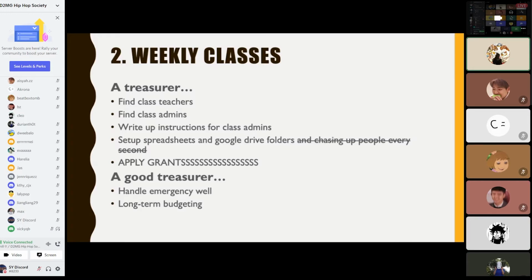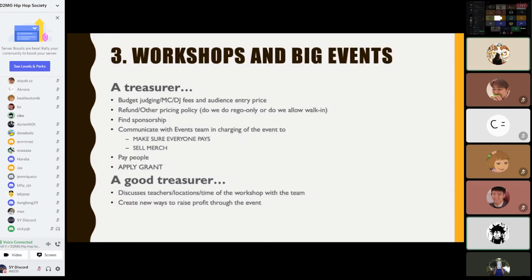So say if there are lots of people interested in house, but we don't have a house class yet. Maybe it's for you to initiate a conversation with the president or vice president to add that into the next term. So the next section, we have our workshops and big events.